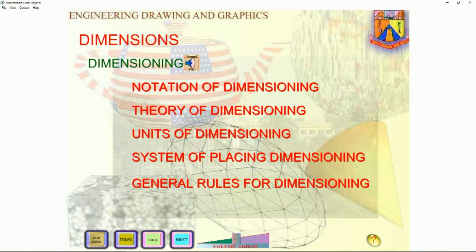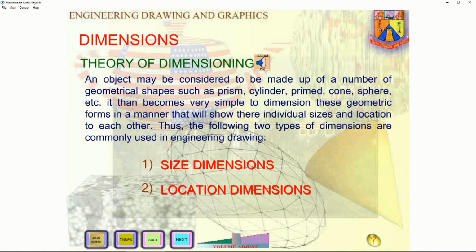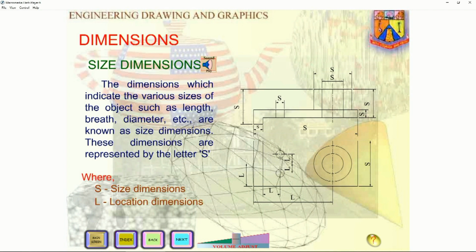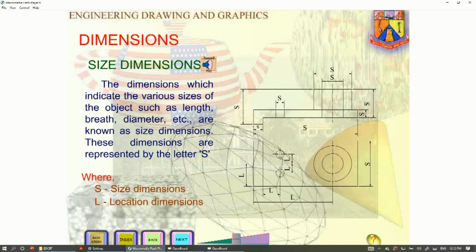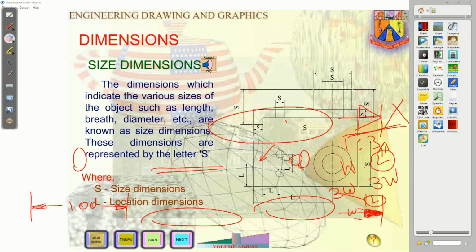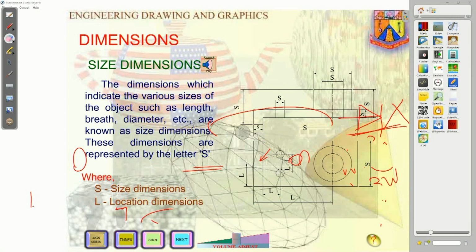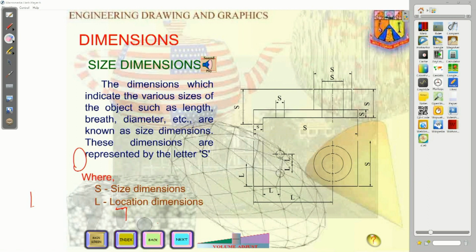Here again I come back, theory of dimensions. Size dimensioning and locations. So what about size? This is the size dimensioning. Here S is nothing but size of the object, L gives location. Try to see in this, S pronounced here, size dimensions, L pronounced locations.